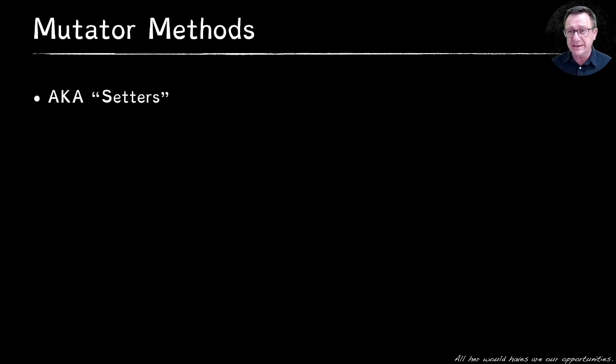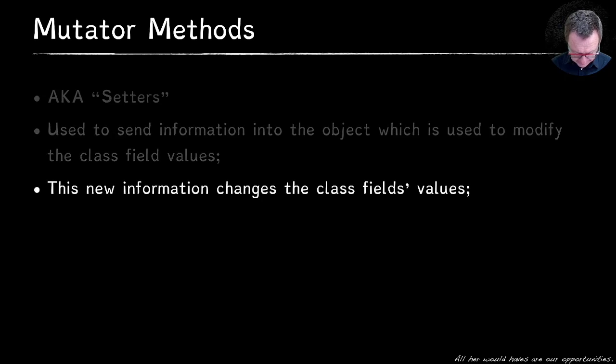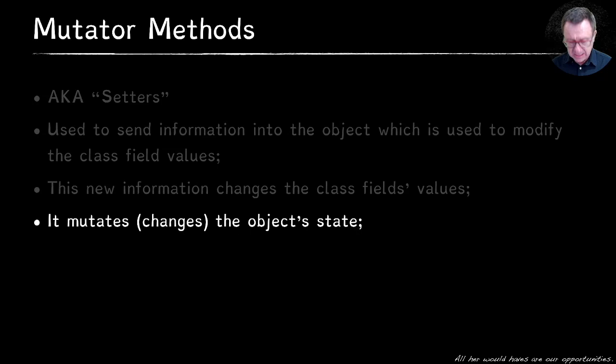Now let's have a look at some mutator methods, the setters. This is used to send information into the object. That's when we want to modify the instance variable or the class field value. This new information is going to change the value within the class field. So we say it mutates the object's state. Because if you think back to when we were talking about state, it's those values in our instance variables that define the state. So we're going to change the state of our object.